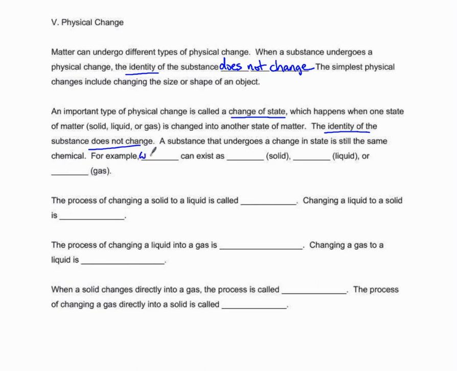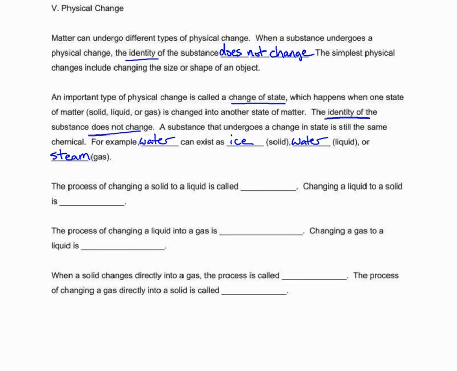So if we think about water, water is a chemical and it can exist in all three states of matter. It could be ice, that's a solid. It could be water as the liquid form, or it could be water vapor, which sometimes we refer to as steam. In all three of those, these states have different properties, they behave differently, but in all three states of matter, it's still water.